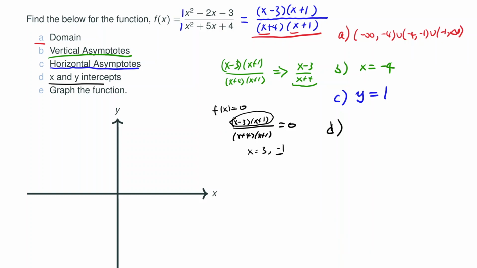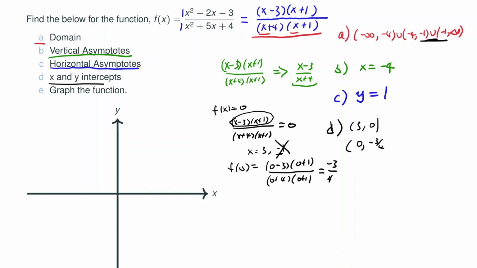But negative 1 is not in the domain, as we found here. So this is not an x-intercept because it's not part of the domain. Therefore, x-intercept is 3, 0. For y-intercept, we just plug 0 for x. Right, we do f of 0. And I plug 0, and then I get 0 minus 3, 0 plus 1, over 0 plus 4, 0 plus 1. Then I get negative 3 on the numerator, positive 4 on the denominator. So y-intercept is 0, negative 3 over 4.